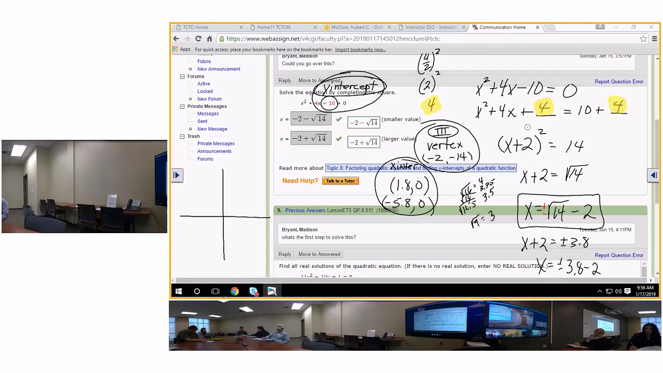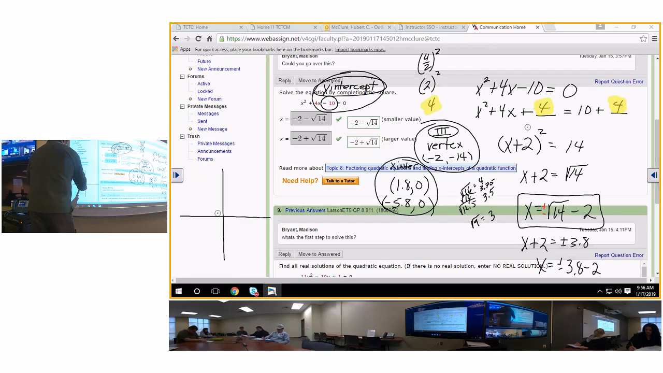The vertex is negative 2, negative 14. Negative 2, negative 14. Way down here. The y-intercept is negative 10. Negative 5.8: 3, 4, 5, 6. 5.8 is right there. And 1.8: 1, 2, 3. So there is my parabola.